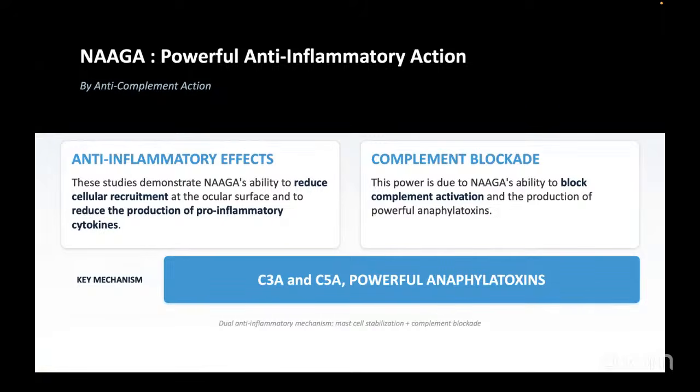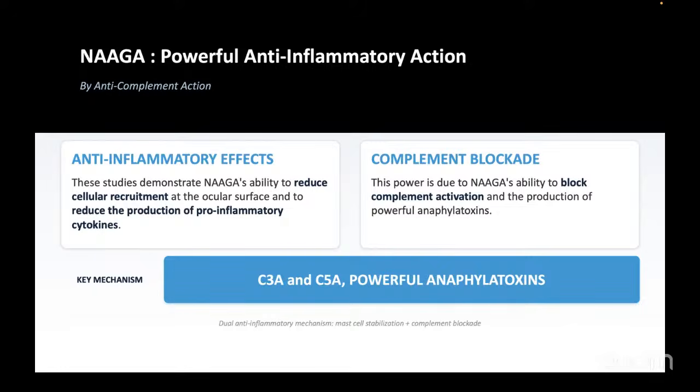This powerful anti-inflammatory action was demonstrated in many studies, and we now know that this inflammatory power is due to the reduction of cellular recruitment onto the ocular surface, and to the decrease of the production of pro-inflammatory cytokines. We have another effect, which is to block the complement activation, the C3 and C5a.